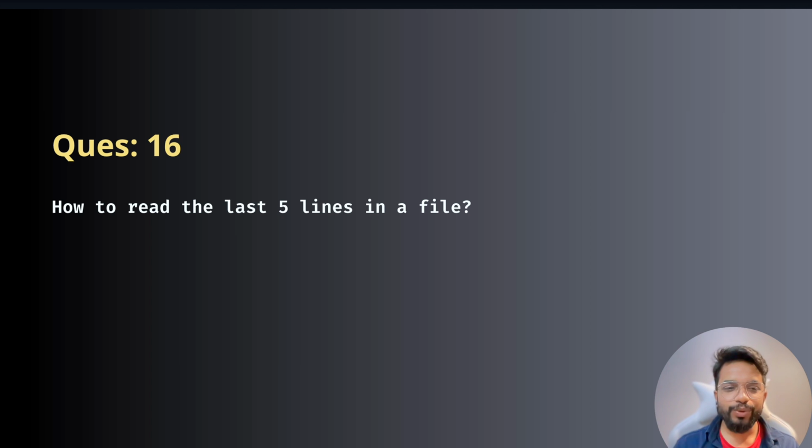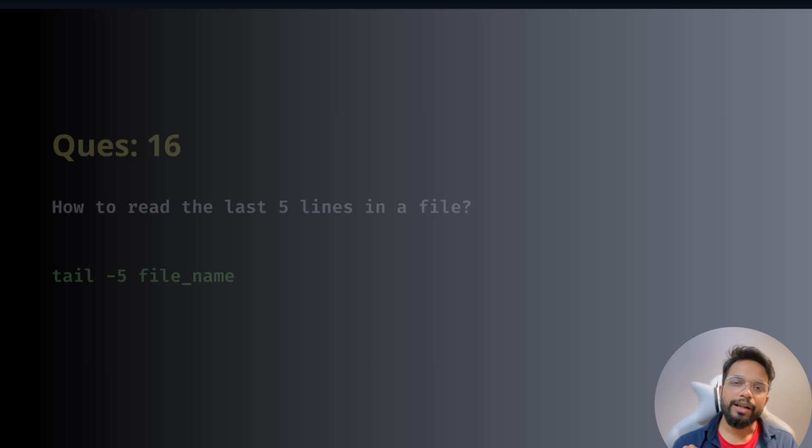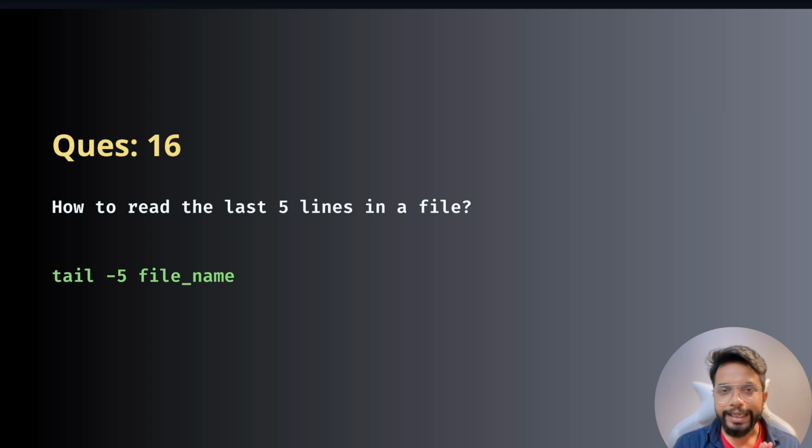Question number 16, how to read the last 5 lines in a file? For example, if you have some kind of a log file and it is continuously updating and you just need to check the updated lines or the last few lines, what you can do is read the last few lines using the tail command.